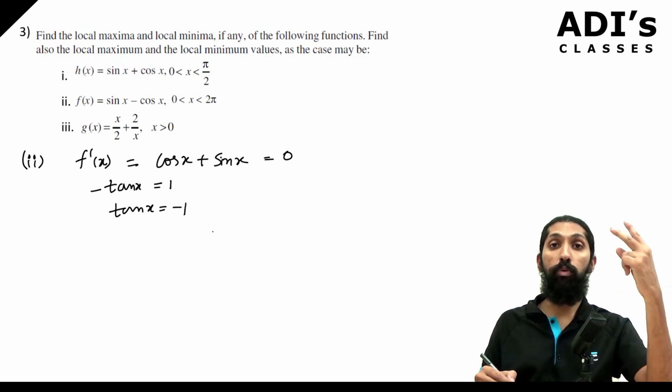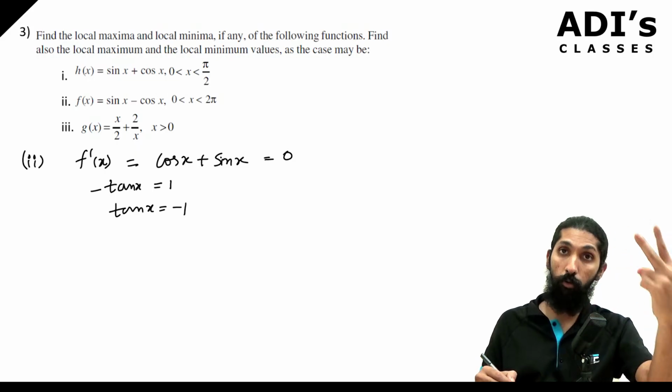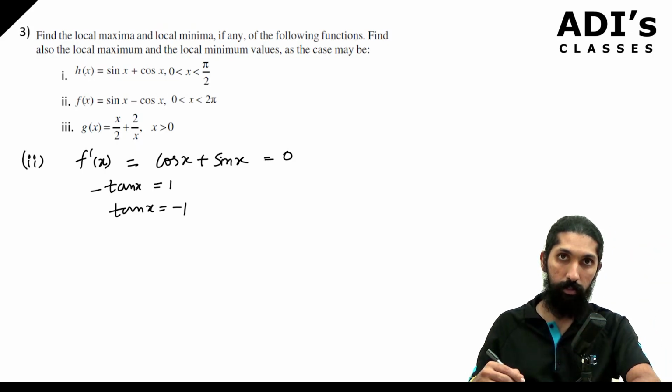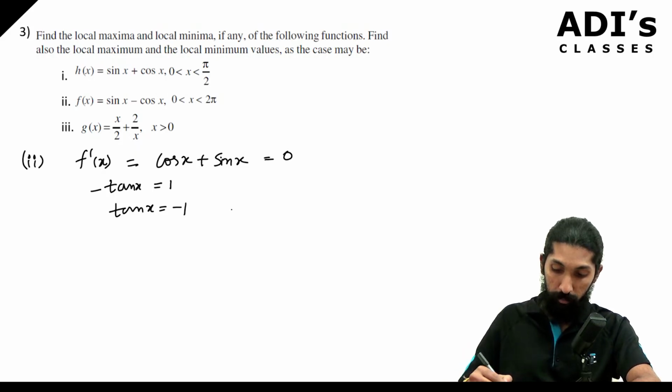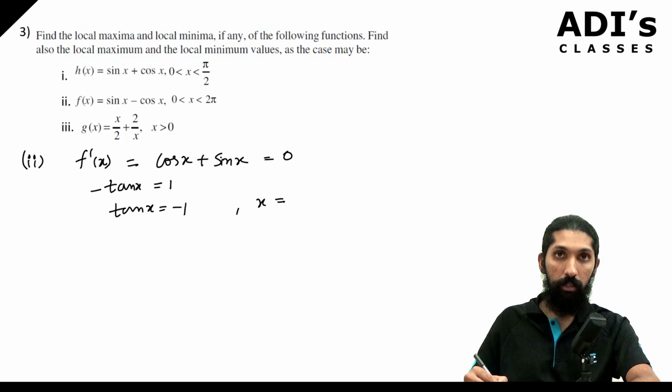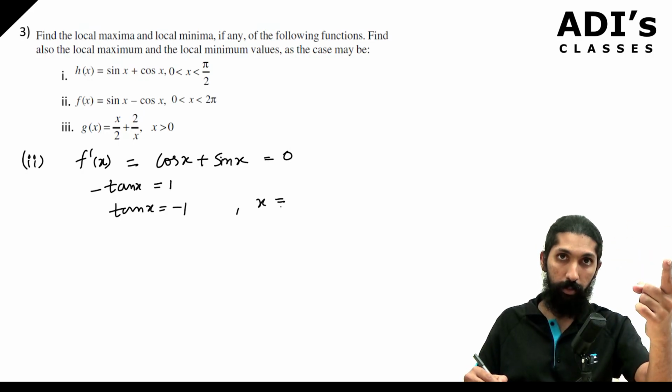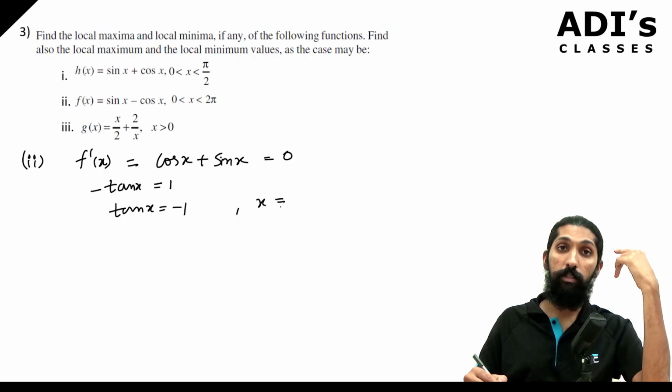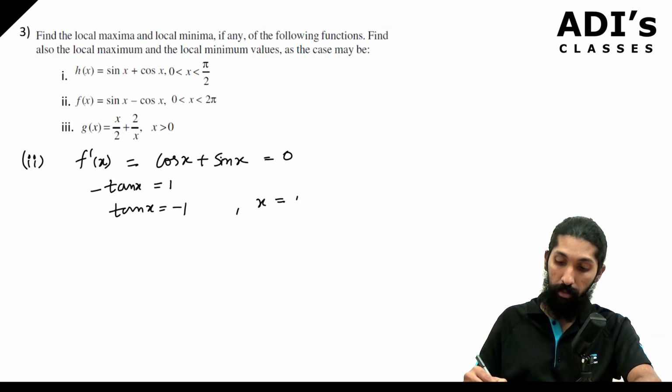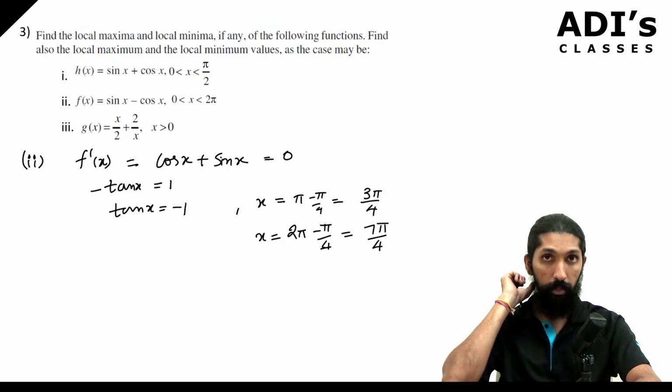Now this can happen in two quadrants, that is the second quadrant or the fourth quadrant, correct? Tan is negative in both the quadrants. That means the x value is either, first we'll do it for the second quadrant, pi minus pi by 4, which is 3 pi by 4, or x is 2 pi minus pi by 4, which is equal to 7 pi by 4. Yeah, so we have two values.